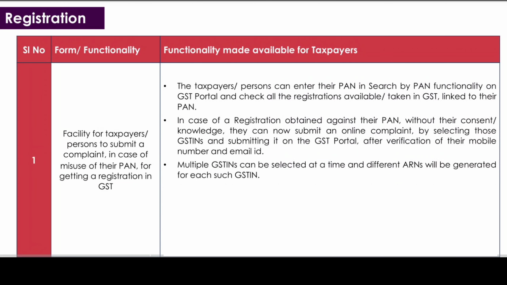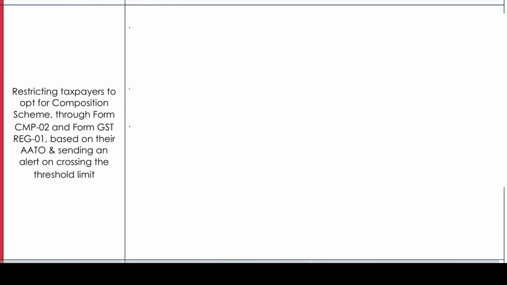In this video, we are going to discuss the new functionalities made available for the taxpayers on the GST portal. Number 1, a facility for taxpayers or persons to submit a complaint in case of misuse of their PAN for getting registration in GST. Suppose somebody has utilized your PAN number for their GST registration, then you can make a complaint against the same. I have already made a detailed video on the same. I'm mentioning it in the description, so you can check.